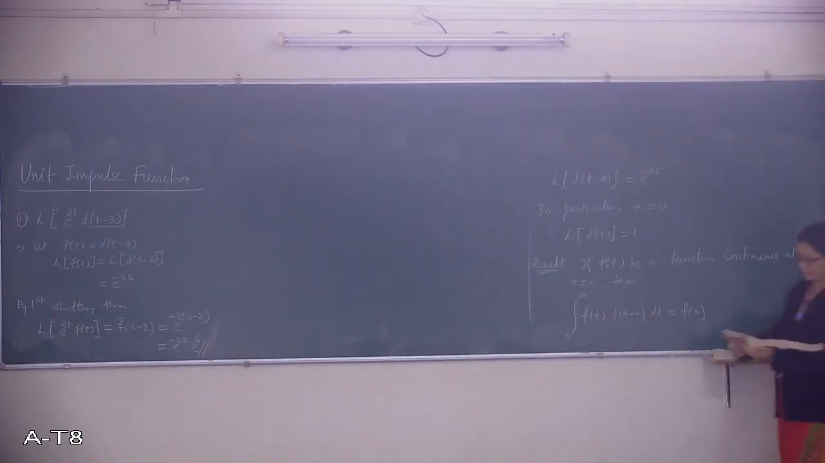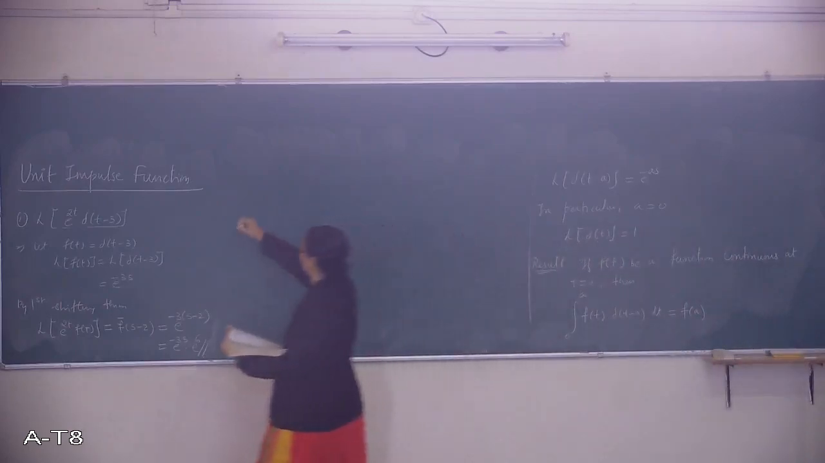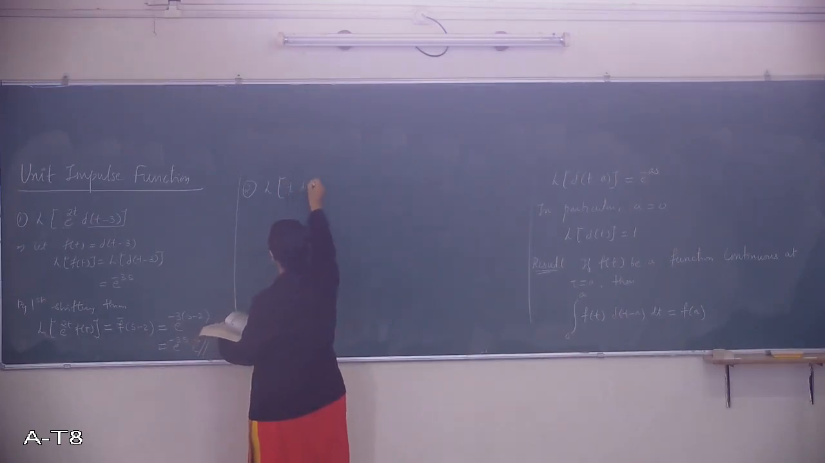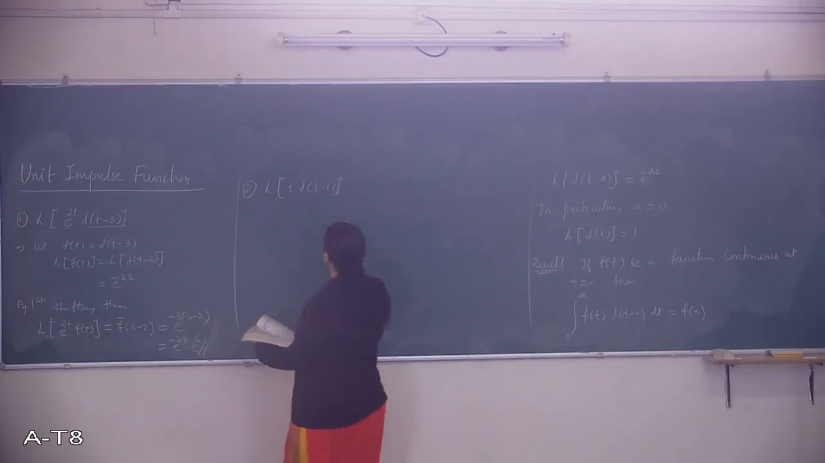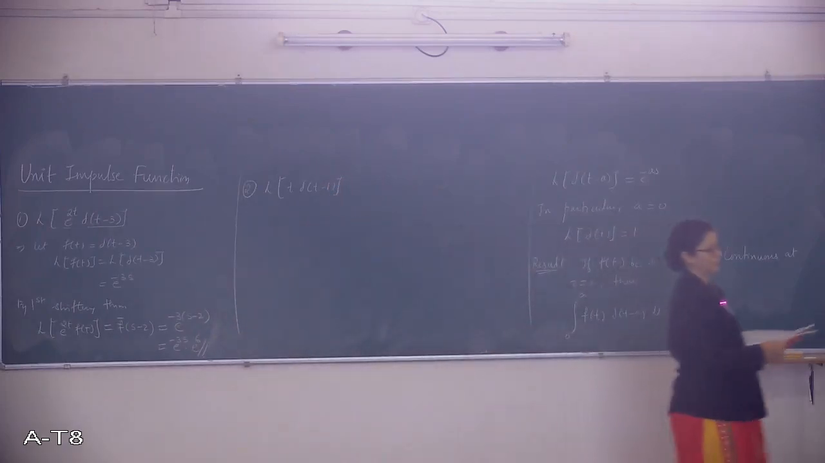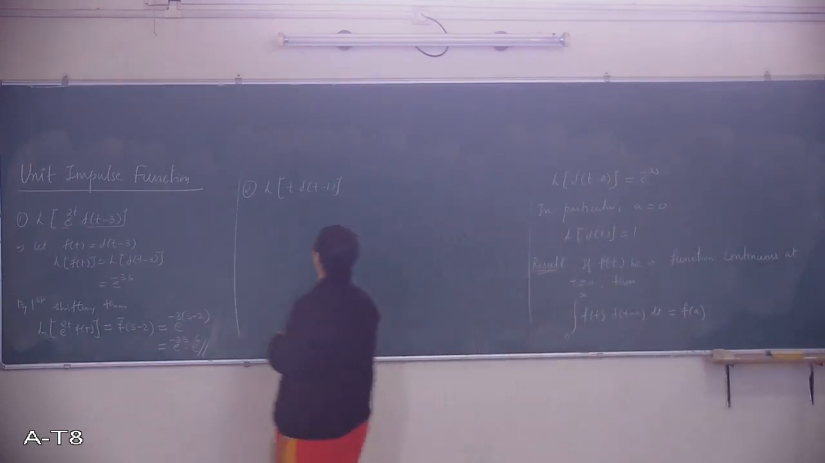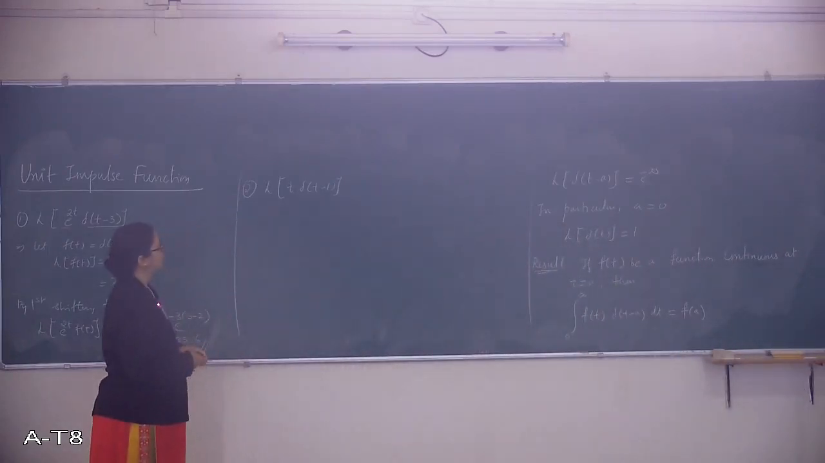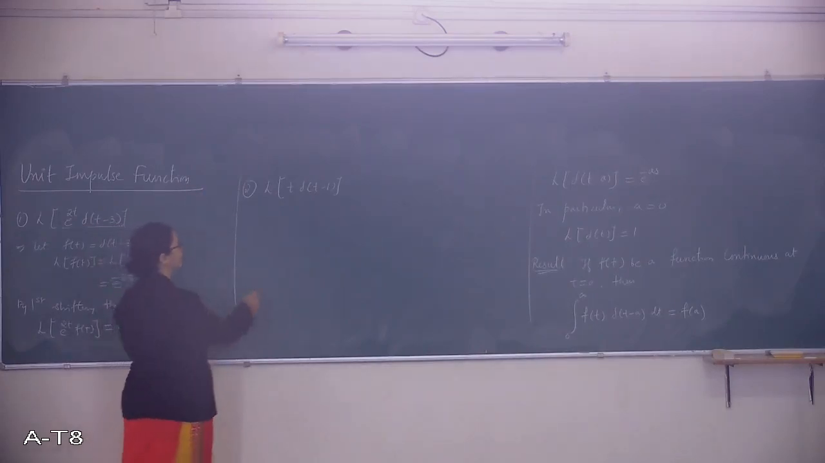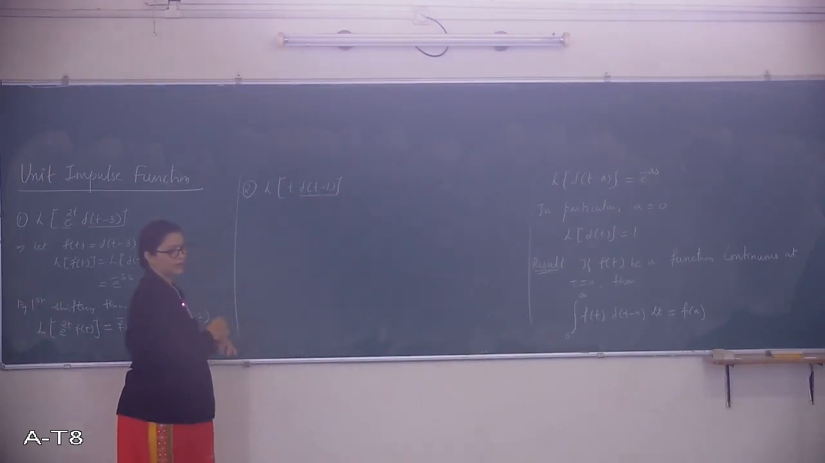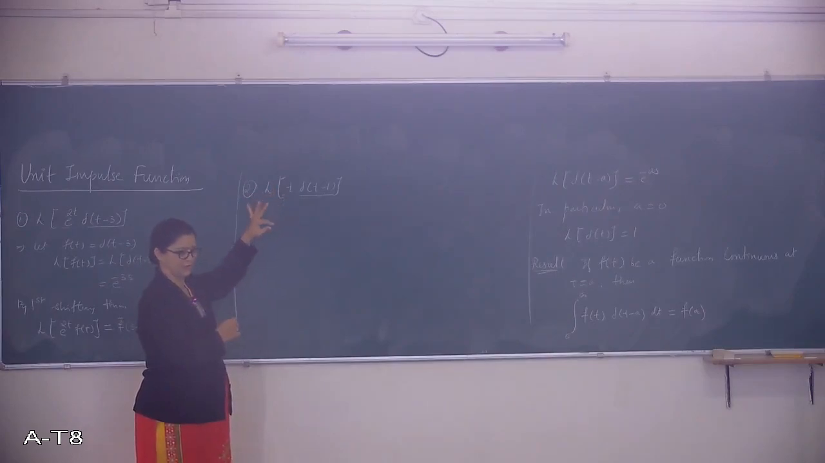Like for example, one more example I take. Second, find the Laplace transform of t into delta of t minus 1. Now here, again, which property or theorem do we go for? We go for the multiplication theorem. So t to the power 1, if you take this as f of t, it is in the form of t to the power n into f of t, right?